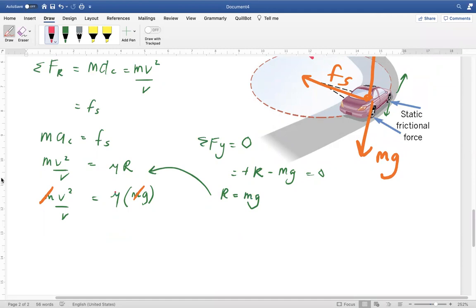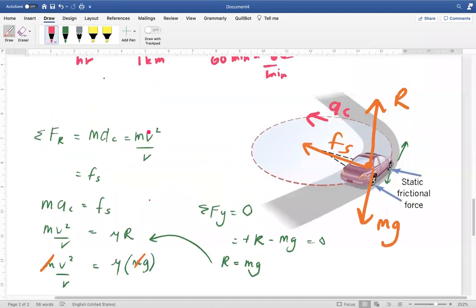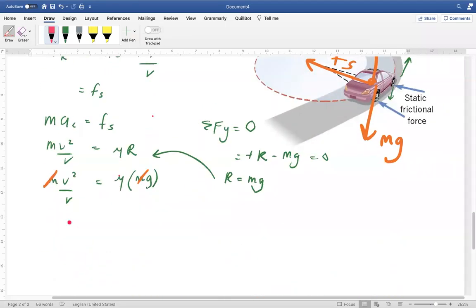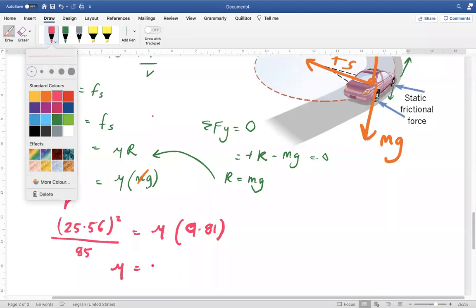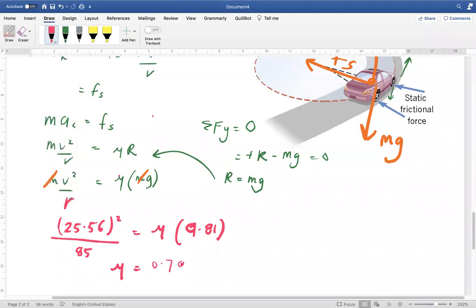So V is 25.56 meters per second. 25.56 squared over the radius. This r is radius, so it's 85 meters. Mu and g is just 9.81. So your mu is, can someone calculate that for me? What is the answer for mu? I got 0.7835. What is the unit for mu?